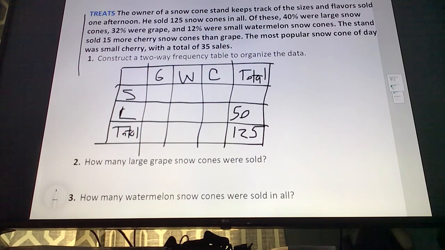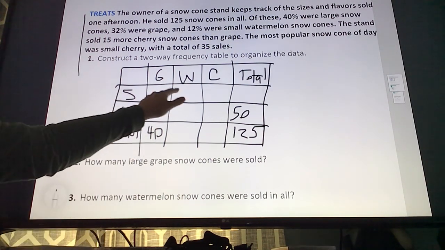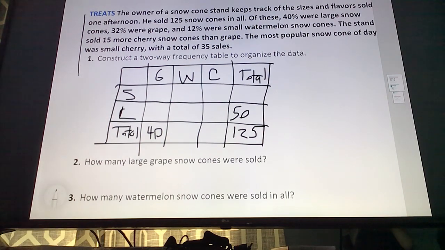32% were grape. So you're going to say 0.32 times 125, which is 40. That's going to go here. We know we have 40 grape. 12% were small watermelons. So 0.12 times 125. That's small watermelon, and that's going to go here, it's 15.